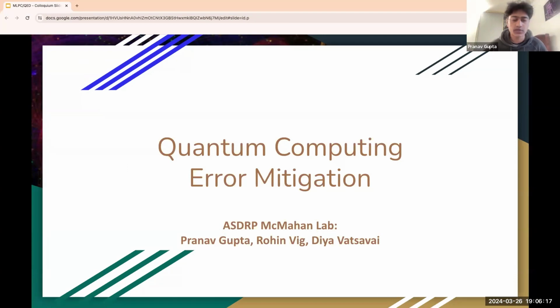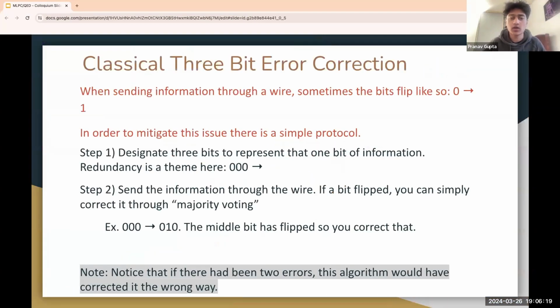So beginning with our first piece of information, we talk about the classical 3-bit error correction approach that's been used. So when sending information through a wire, sometimes bits flip like so, 0 to 1 and 1 to 0. In order to mitigate this issue, there's a simple protocol that's been used. Step 1, designate 3 bits to represent that 1 bit of information that we're talking about. And redundancy is usually a theme here. For example, 000 can be shown to represent 1 bit of information.